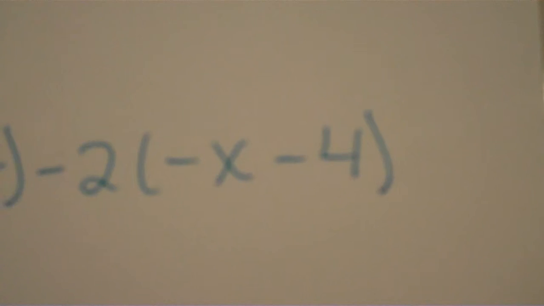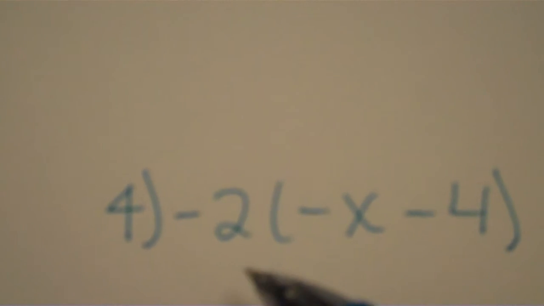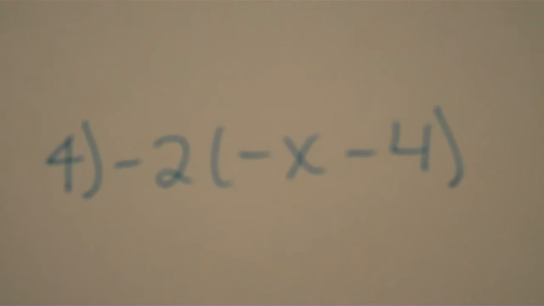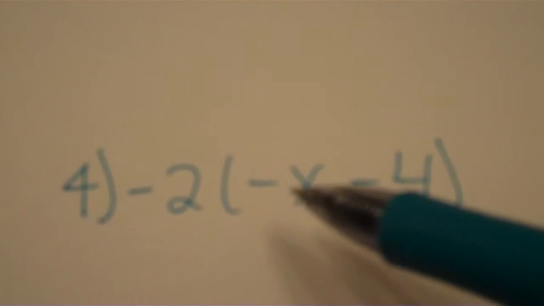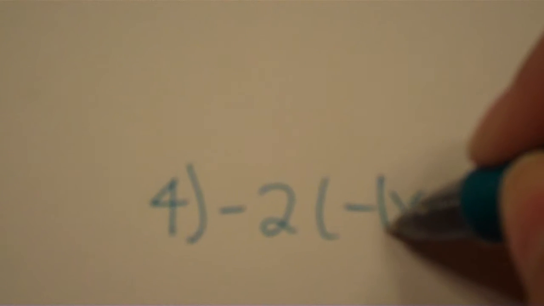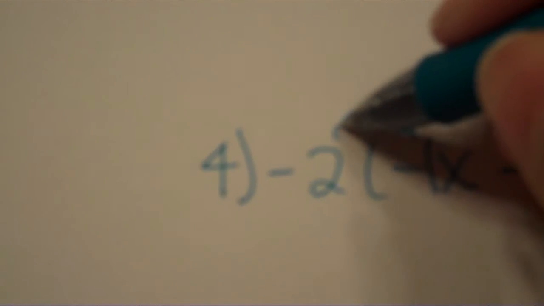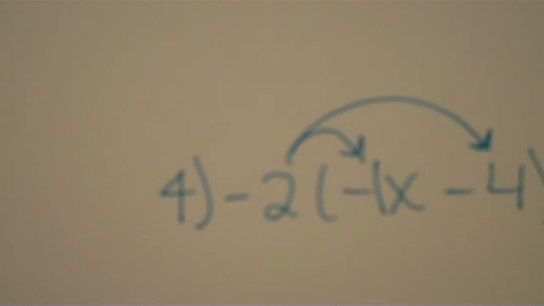Let's look at the fourth example, sorry. Negative 2 times negative x minus 4. This is the same thing, but it'll trip you up because there's no number here. Remember, if there is no number, the number is just 1. And then draw your arrows, like always. Never want you to not do that.